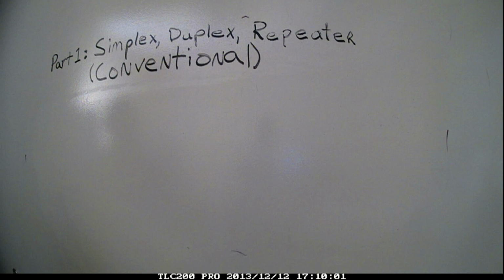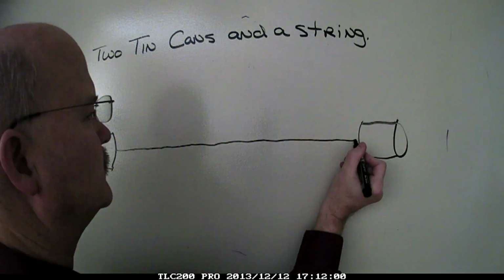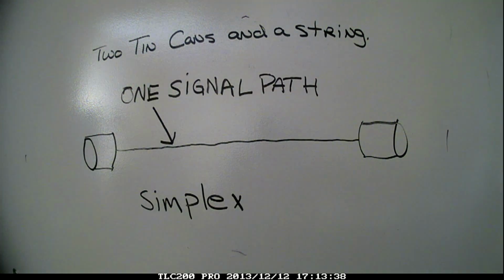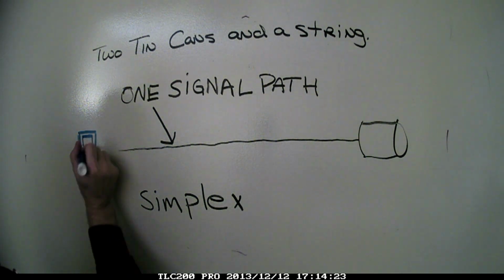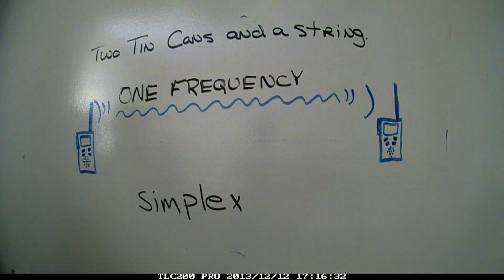I like to start my explanation of radio systems at the most basic level. In this case, I'm going to start with two tin cans and a string. This represents a simplex setup. Basically, simplex means that there is only one signal path and only one person can talk at a time. Now, let's replace those tin cans with transceivers and replace the string with a radio frequency.